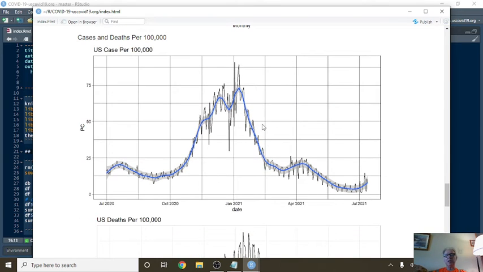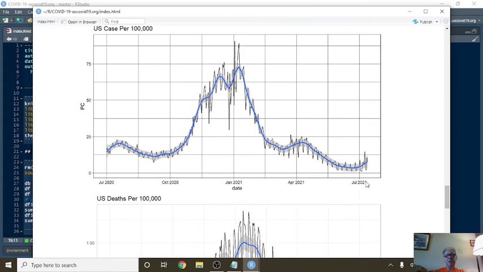What's this we're looking at here? This is the number of cases per 100,000 people in the U.S. This is 25. This is 12.5. So I'm going to say on average about 10 people out of 100,000 currently have the COVID-19 virus in the U.S.